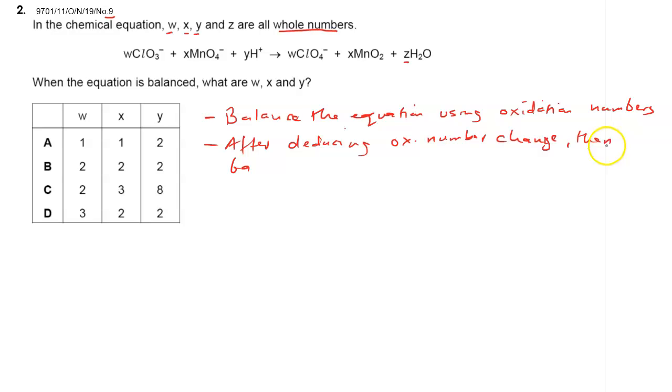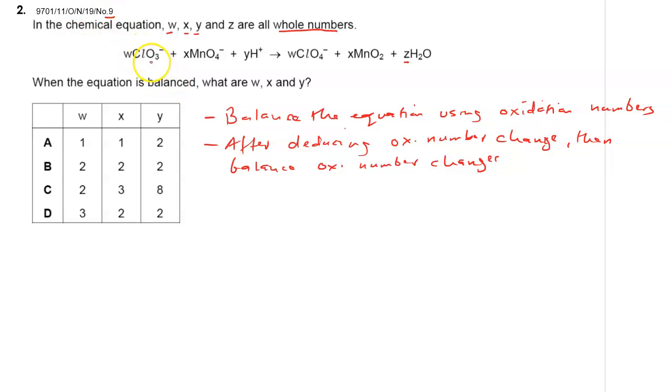This will help you to balance the equation. Once the equation is balanced, of course, you will do the balancing of the equation by balancing the oxidation number changes. We'll see that in a short while. Once the oxidation number changes are balanced, then the equation will be balanced, and therefore you can basically know what is X, what is W, what is Y. So let's find the oxidation numbers here.